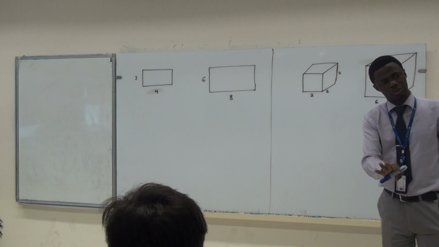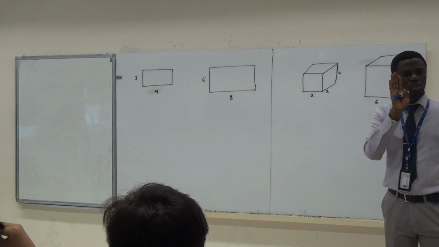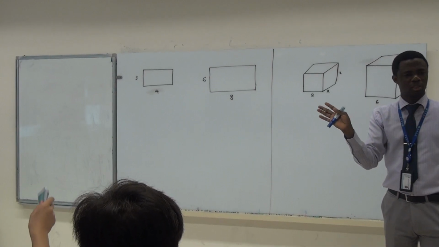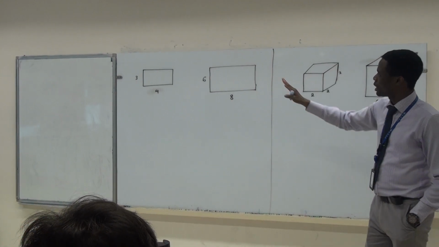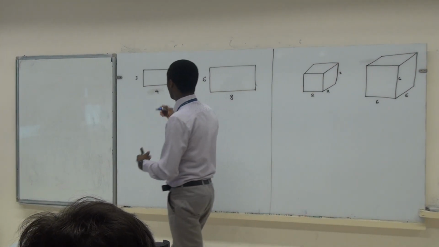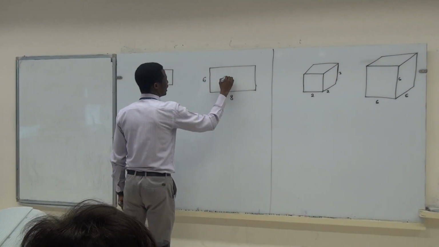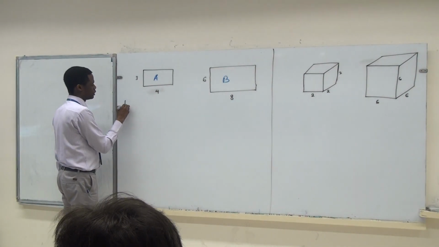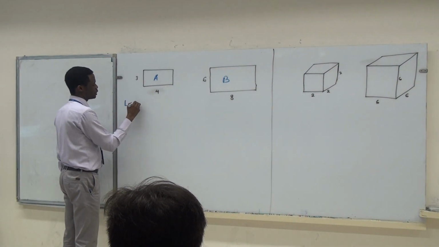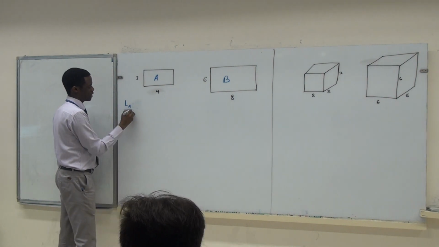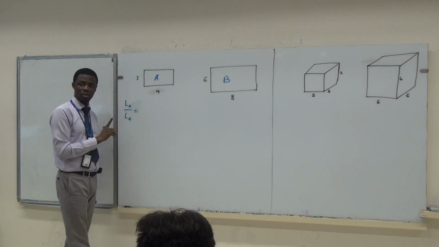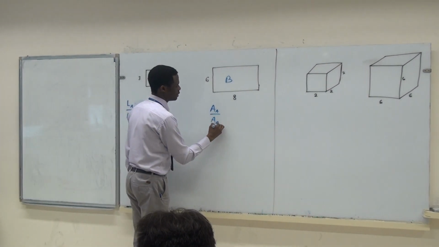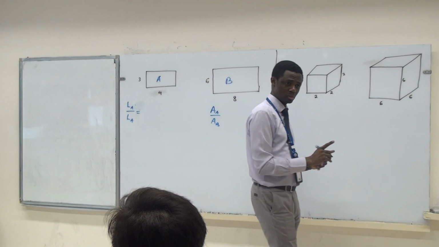Now what I want you to do is this: at the back of your notes, on a piece of paper, a random worksheet, something irrelevant, find the area of shape A, find the area of shape B. Now I want you to tell me, what is this ratio? This is length of A, ratio length of B. Just put it as a fraction. Then area of A, ratio area of B. See what you notice.